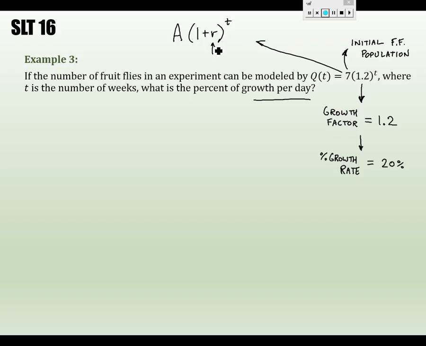Okay, well if it's 0.2, then by 0.2 we also mean 20%. Isn't 0.2 the same thing as 20%? That's what we mean by 0.2. 20%, same thing. All right, so I just wanted to highlight what's going on with this model. Initially there are 7 fruit flies. We're growing by 1.2 times each time. So, all right, what's the growth rate per day?